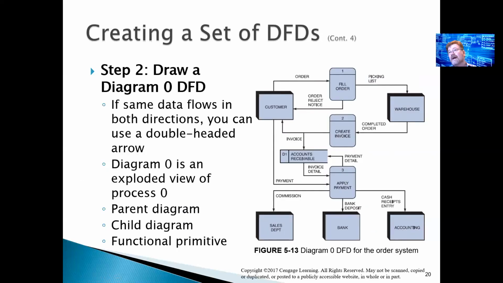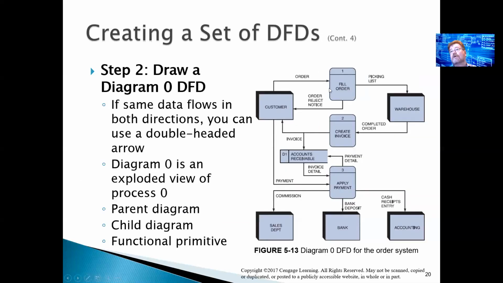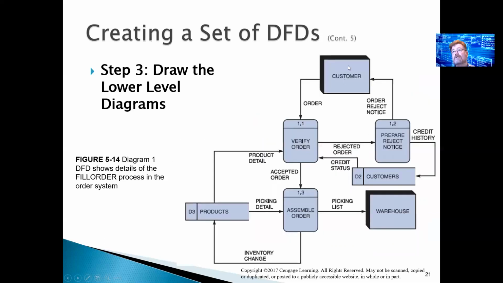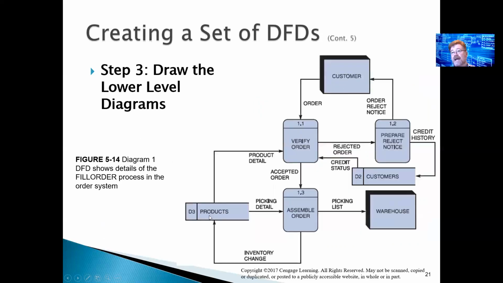Now, that is okay, but now we got to break down further. So if we look at fill order, it apparently takes 3 steps to fill an order. And notice decimalization happening now, 1.1, 1.2, 1.3. These are the 3 steps it takes to fill an order. Notice that fill order only talks with customer and warehouse. So we see customer and warehouse are the 2 that are talked to. Notice that fill order doesn't have any data stores, but inside it's using data stores. So these are data stores here, I guess, used to remember its customers and products.